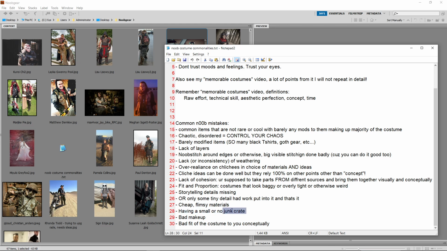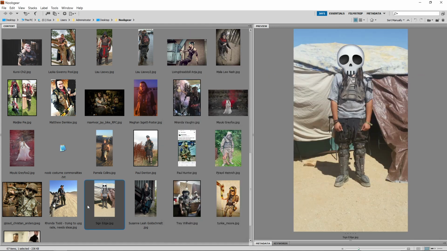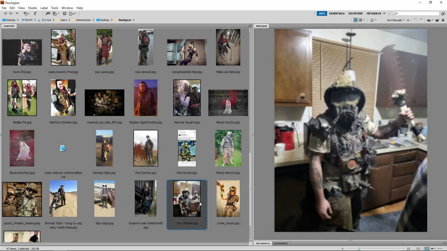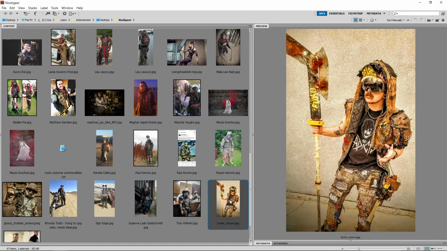Having a small junk crate or no junk crate at all. Obviously, as a beginner, you don't yet have a lot of stuff to craft from, but I do have a video detailing where and how and what to get in terms of crafting materials, because that allows you to have so many more possibilities, right? If you don't have a lot of possibilities, then you do not have a lot of chances to really improvise from. So watch that video, the one where I talk about getting supplies.